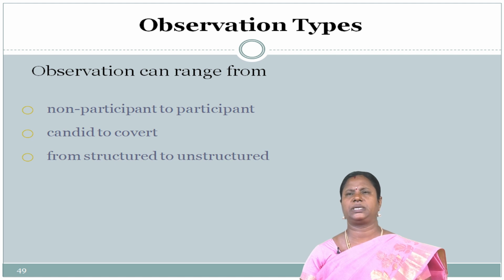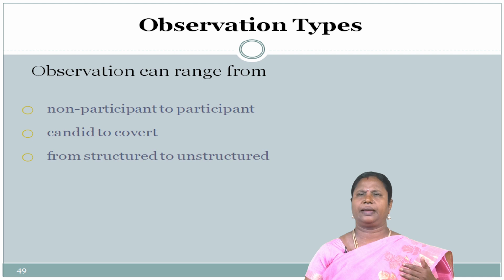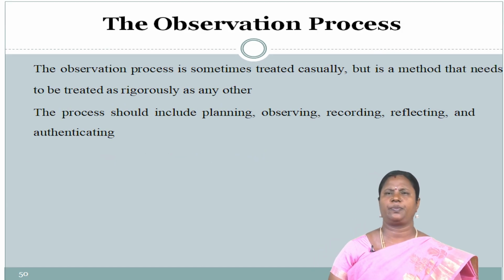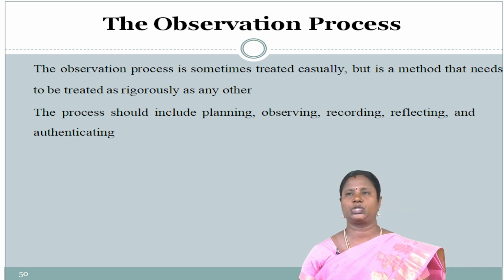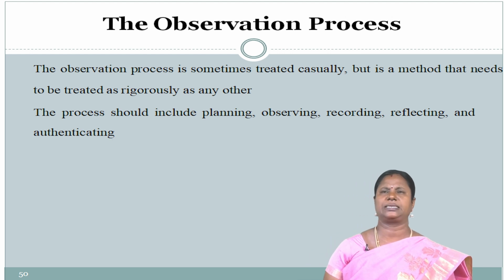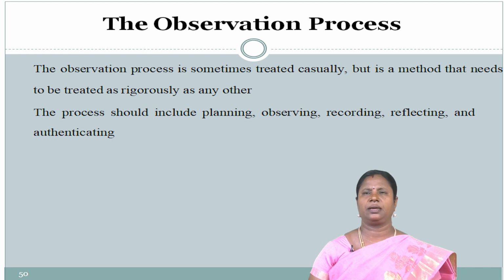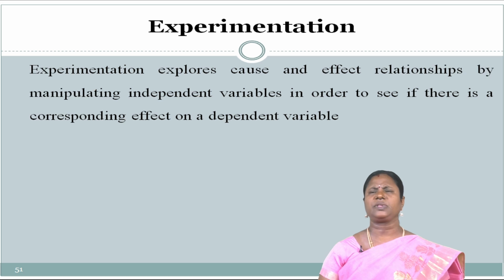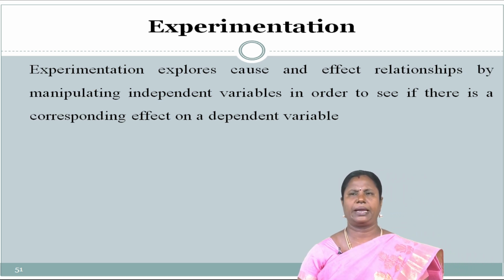And the observation types can range from non-participant to participant, candid to covert, and from structured to unstructured data. The observation process is sometimes treated casually, but is a method that needs to be treated as rigorously as any other. The process should include planning, observing, recording, reflecting and authenticating, etc.